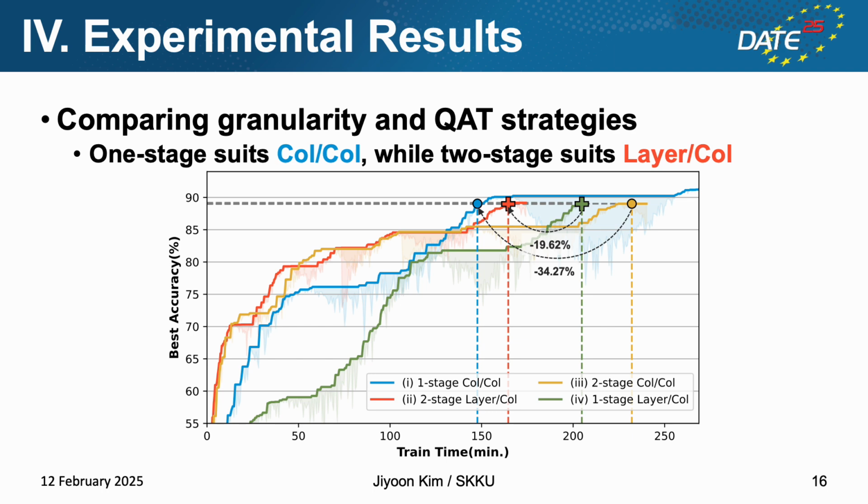On the other hand, case 2 and case 4 involve layer-wise weight quantization and column-wise partial sum quantization. In this scenario, two-stage QAT performs better, suggesting that a misalignment between weight and partial sum granularity requires a staged training approach to reduce training cost and accuracy loss.